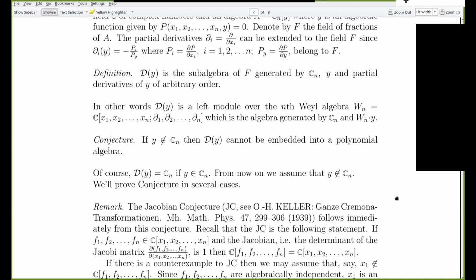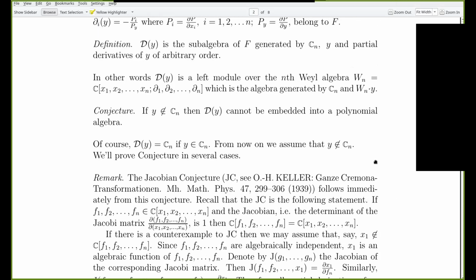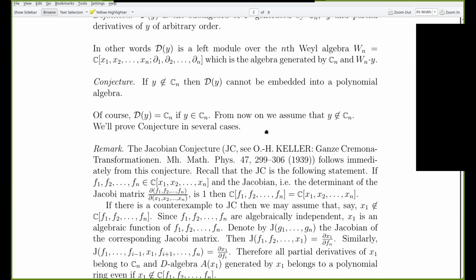Now, here is the conjecture. We have the following interesting dichotomy. If y is a polynomial, actually, the simplest case, then whatever you do, you take partial derivatives, you are not getting anything new. So this algebra will be just C[x1,...,xn]. So the conjecture is that if y is not a polynomial, then the resulting algebra D(y) cannot be embedded into a polynomial algebra. Of course, if it can be embedded, it will be a polynomial algebra with n generators, because the transcendence degree of this algebra is n.